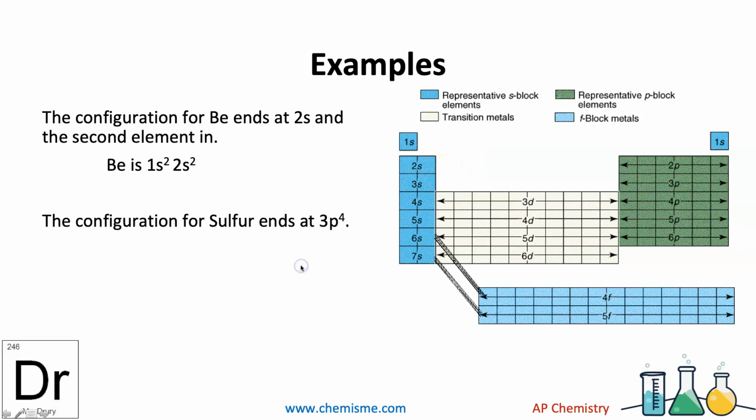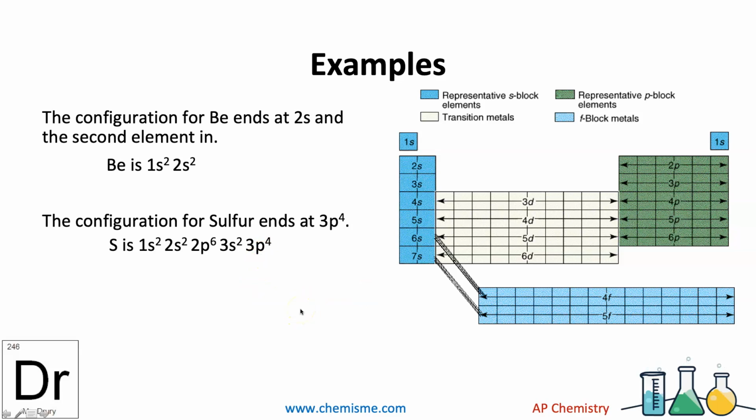Let's do something a little trickier. Sulfur ends in the third row and the fourth one in. So you don't want to just write 3p4, because then it would seem like sulfur only has 4 electrons. You want to write everything that happened before 3p4 in a condensed form. So 1s2 happens, 2s2 happens, 2p6, 6 electrons there, happens, 3s2 happens, and then 3p4. And so now if you add up your superscripts: 2, 4, 10, 12, 16. Sulfur is number 16? Yes, it is. So you know you got it right.